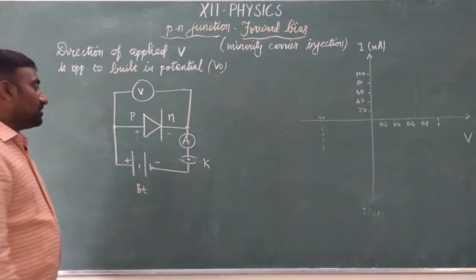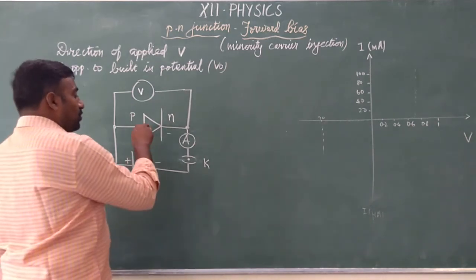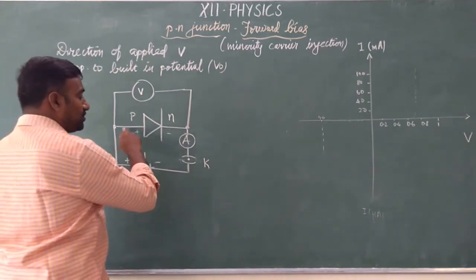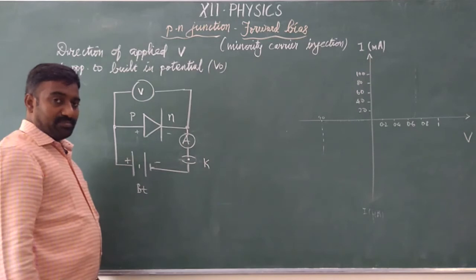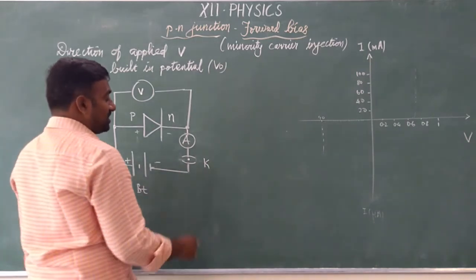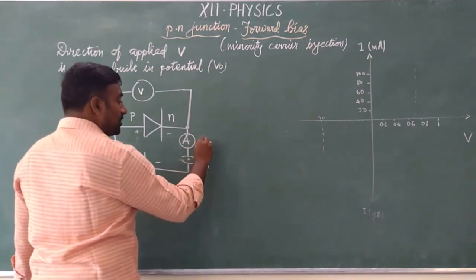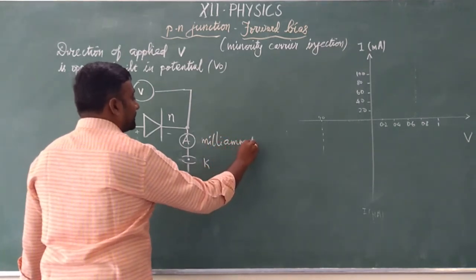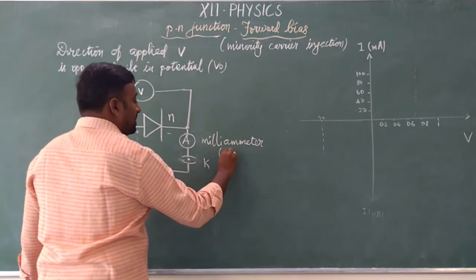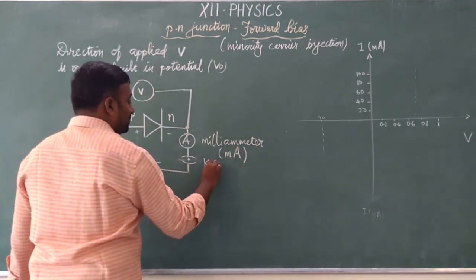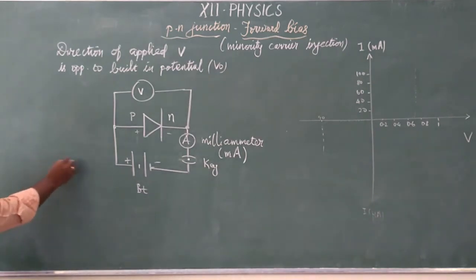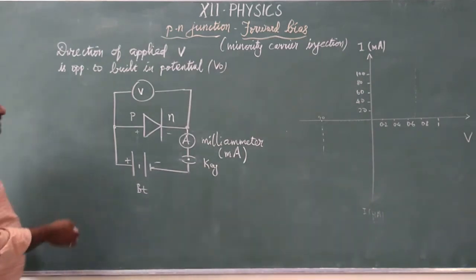At that time the voltage across the junction is measured by the voltmeter and the current through this junction is measured by the ammeter, but the current produced is very small, only in milliamperes, that we can say mA, milliammeter. This is the key. Okay, so look at the barrier potential diagram.